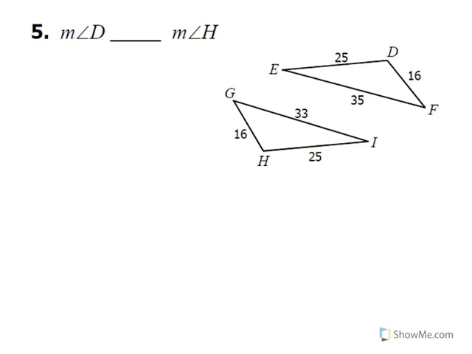So let's look at example 5. Here we're going to be comparing the angles. So we want to find the two sets of sides that are the same. So we have 25 and 25 and 16 and 16. So now we want to compare that third side that's different. So we're looking at 33 and 35. 35 is bigger. So angle D is going to be the bigger angle.